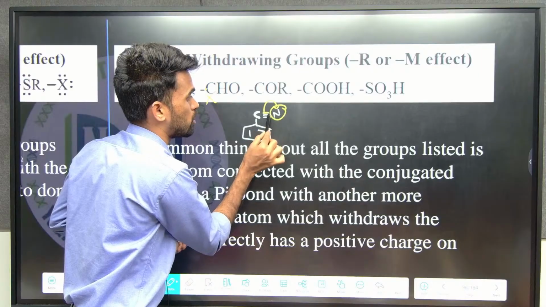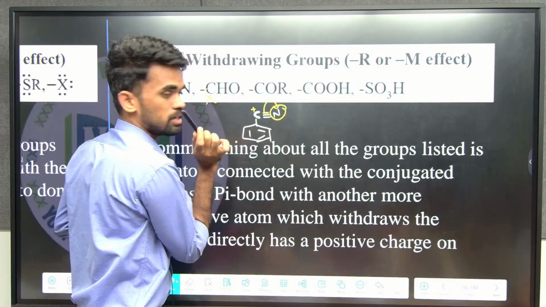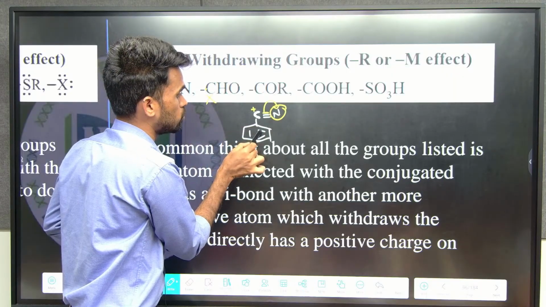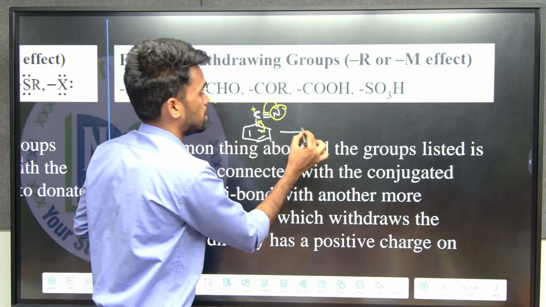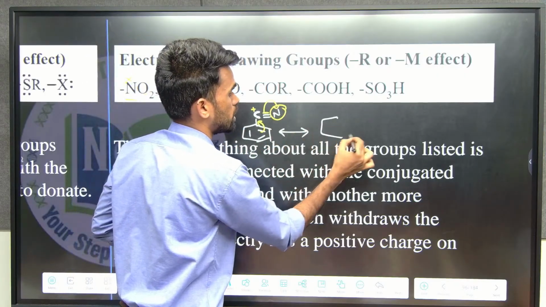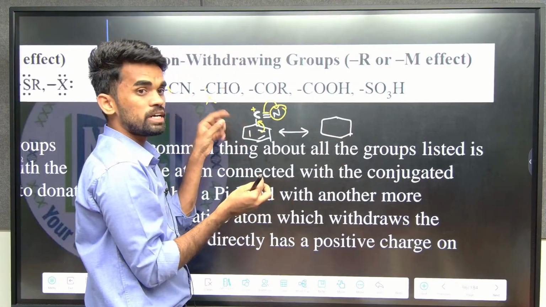See, the pi bond will be polarized towards which side? The nitrogen side. Now, what is the charge you are creating over here? It will drag the pi electrons from the ring. Now, what happens in the ring? Are you creating a positive charge or a negative charge? It means, are you activating the ring or deactivating the ring?